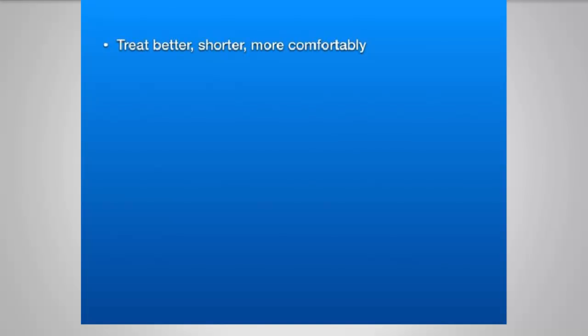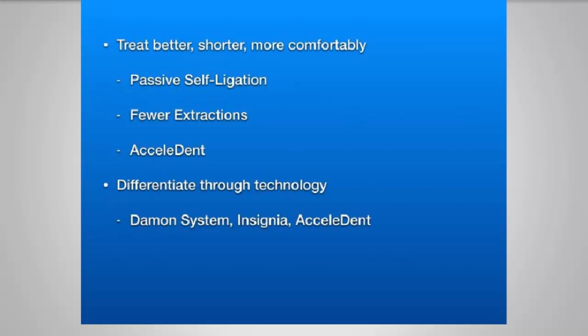The perception of the public over the past 50 years of orthodontics is that orthodontics means pain. It means problems. It means uncomfortable. So we want to change that perception. I use passive self-ligation with the Damon system in my practice. There are other self-ligations that will help as well. I have fewer extractions in my practice, and I use Acceledent, and I'm going to talk in a few minutes about some of those benefits, and we'll talk about treatments as well and what we're doing with that. So differentiation through technology, I'm all for it.